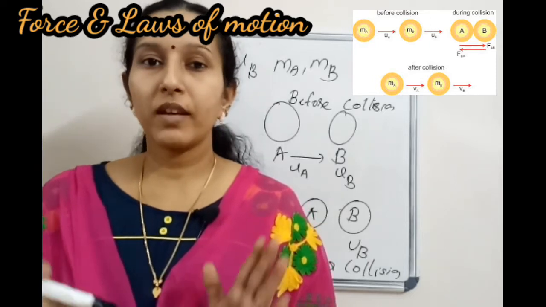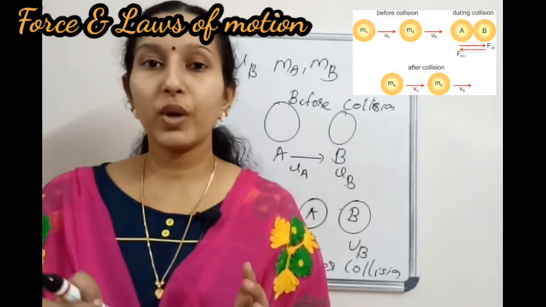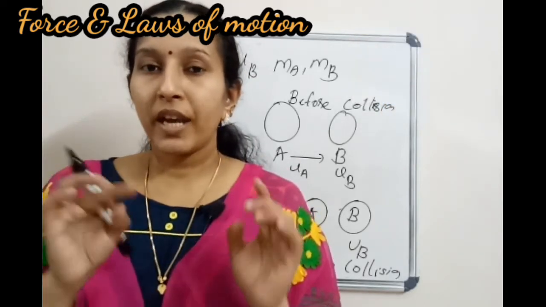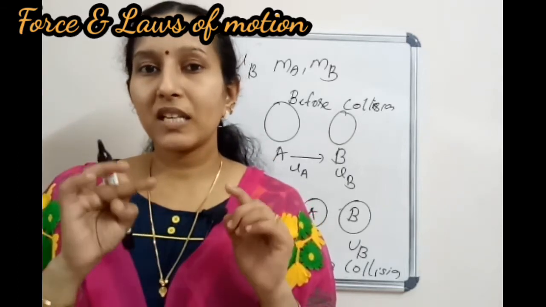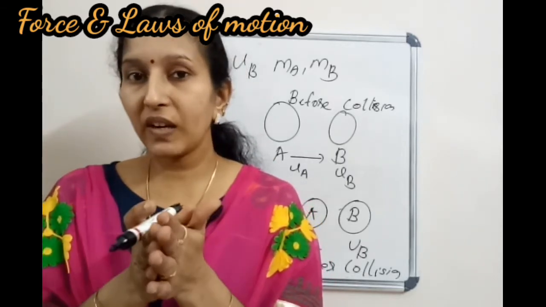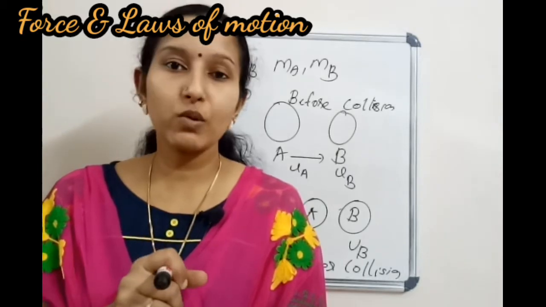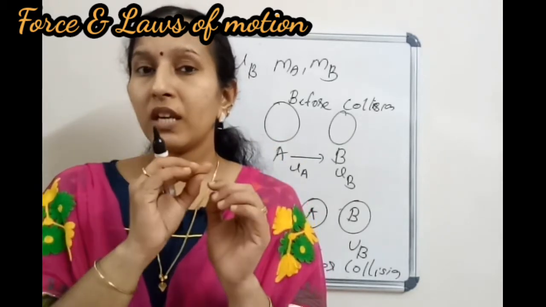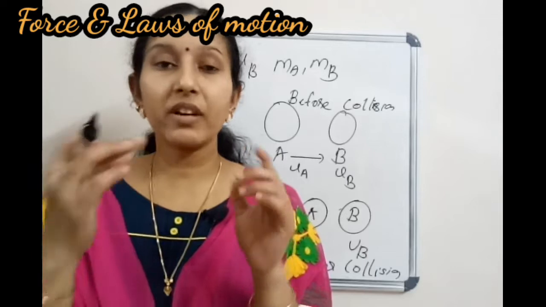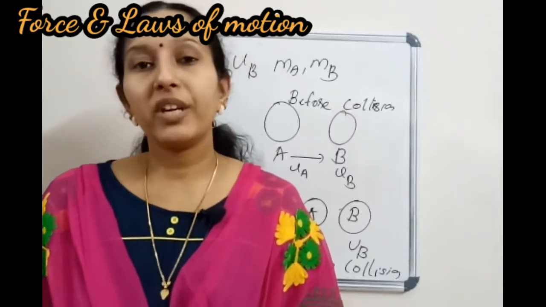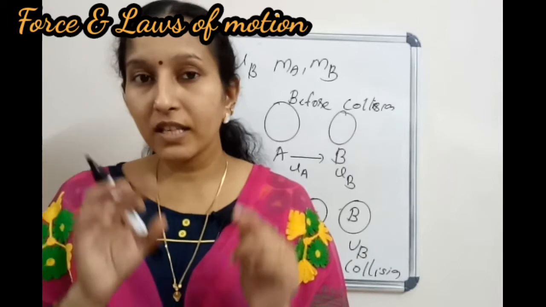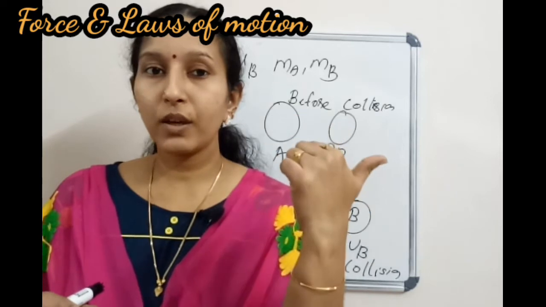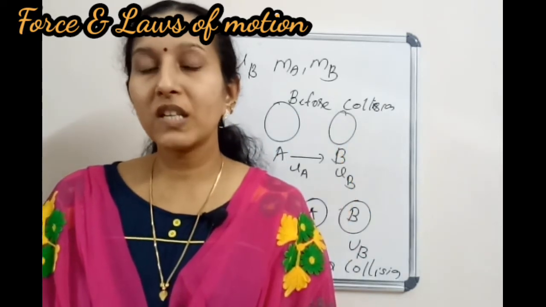Two balls A and B move with their initial velocities UA and UB. After some time they collide, and on collision A exerts force on B and B exerts force on A, that is FAB and FBA. After the collision, the two balls move with their final velocities VA and VB, which means before collision the velocities were UA and UB, and after collision they changed to VA and VB. This will be helpful to derive the equation.